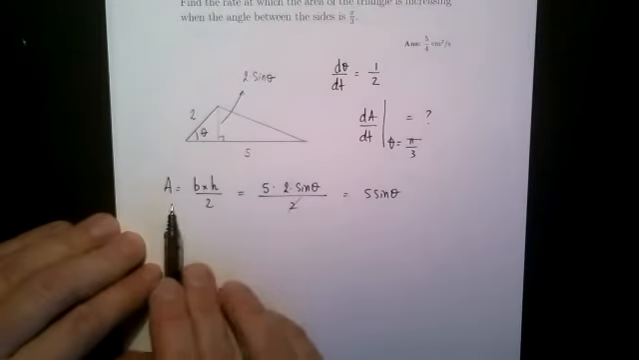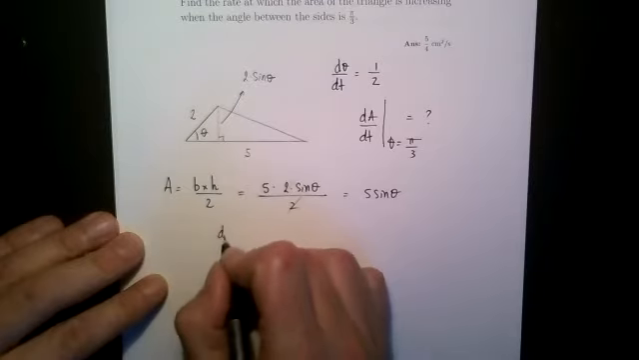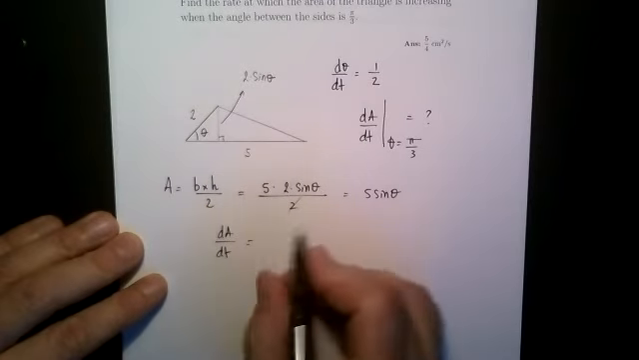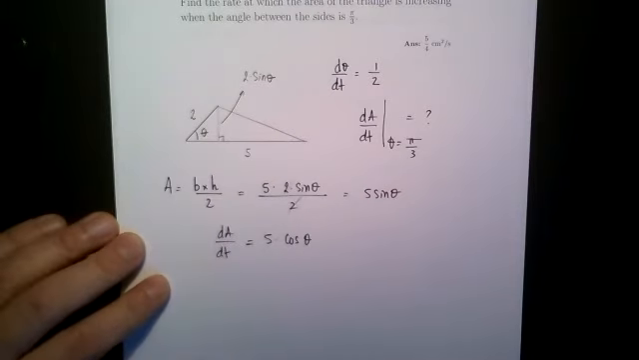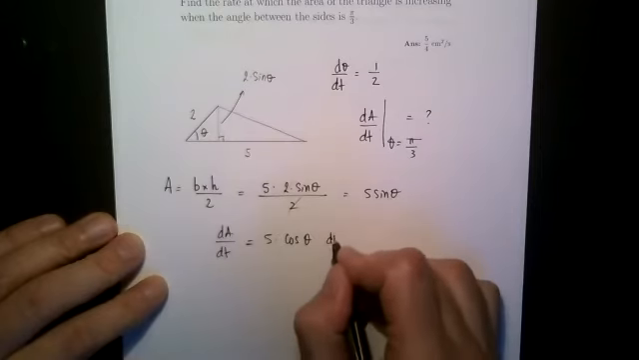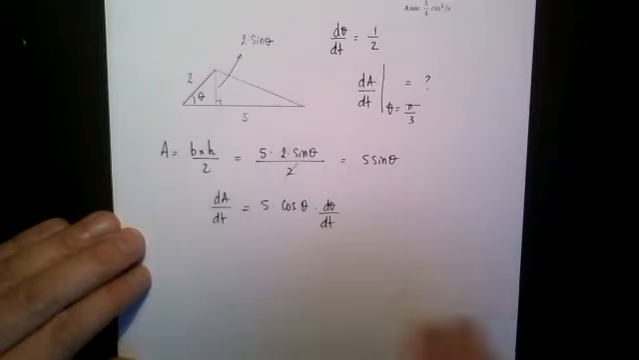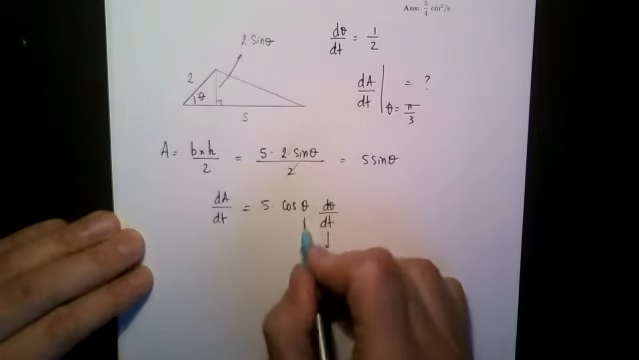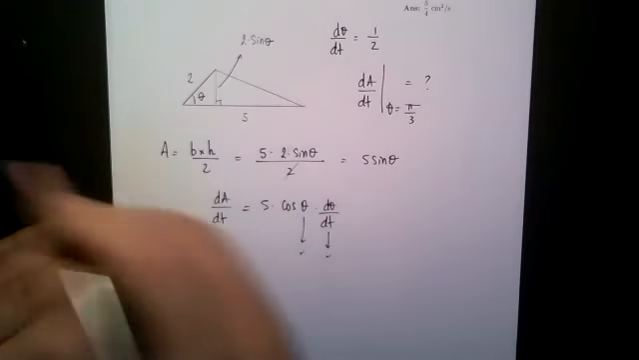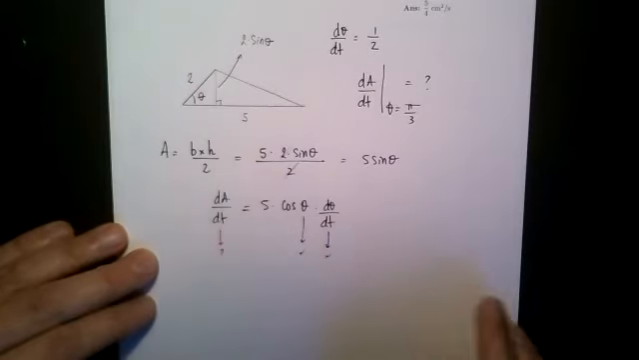That's the area. I have the relation between area and theta. I can now find the relation between the rates by doing the derivative. So dA dt is equal to 5 times the cosine of theta, times d theta dt, very good. Okay, and now what do I know? So this I know, it's 1/2. Theta I know is pi/3, and I could find what that is now. Well, that's an easy question, I think.